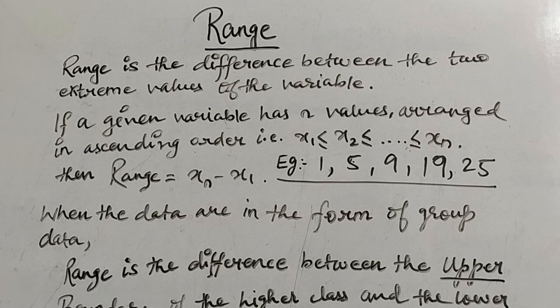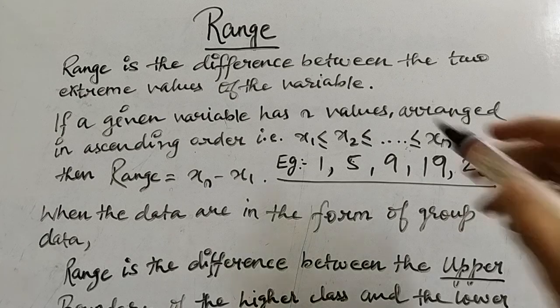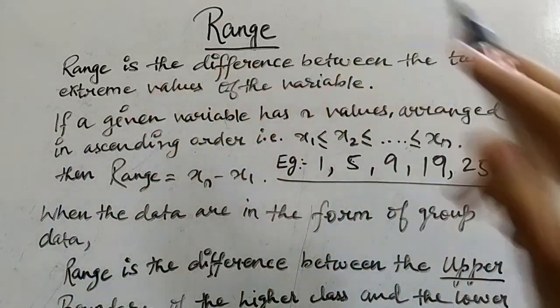Today we are going to study about range, which is another measure of dispersion. We are going to move forward step by step. Range is the difference between the two extreme values of the variable.